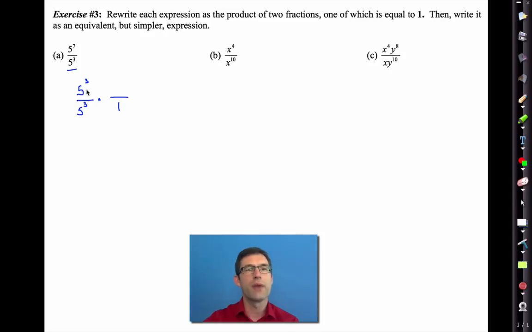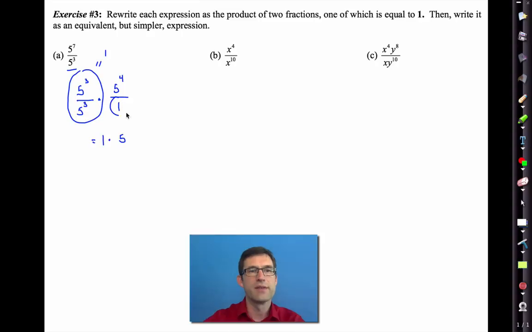Well, in the numerator, what would we multiply 5 to the third by to get 5 to the 7th? Thinking about that exponent law, it would have to be 5 to the 4th, right? 5 to the third times 5 to the 4th would be 5 to the 7th. 5 to the third times 1 would be 5 to the third. But now all of this is equal to 1. And of course, we don't really need this thing down here. So we just get 5 to the 4th, right? Same deal up here.